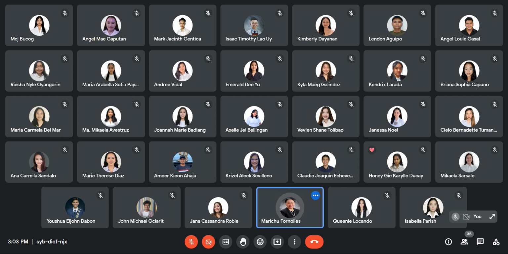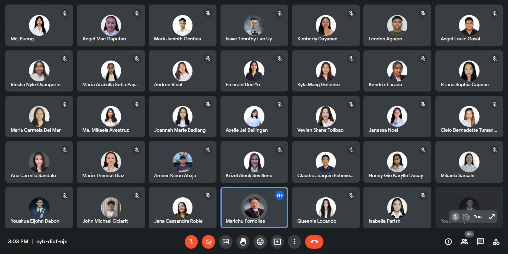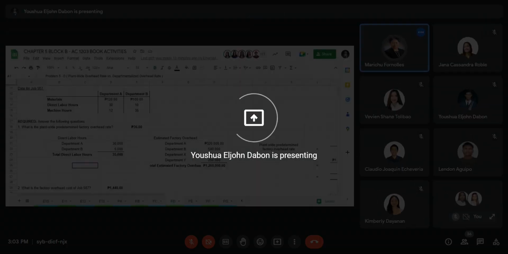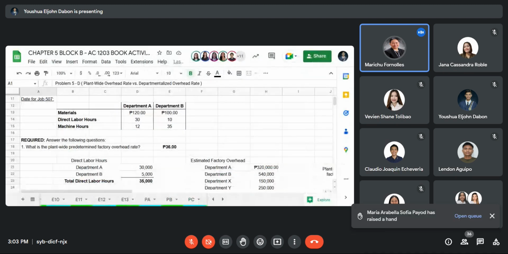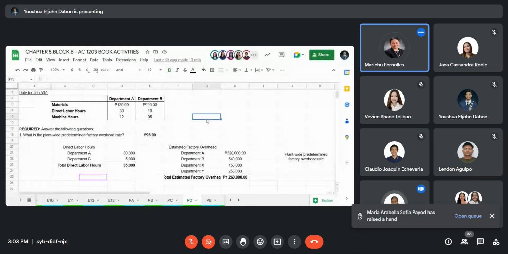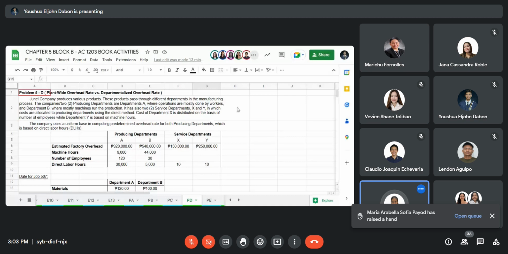Okay, in the last group, we were able to finish answering problem 5C. So now let's take up problem 5D. Which cluster is assigned to present problem 5D? Miss, it was cluster three, my group. So I'll start presenting now.